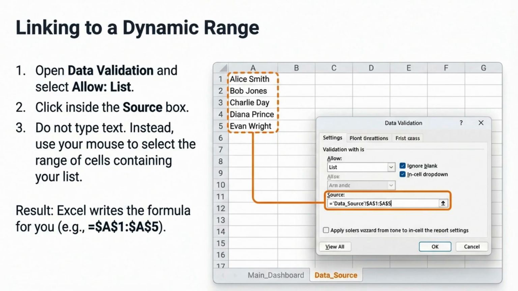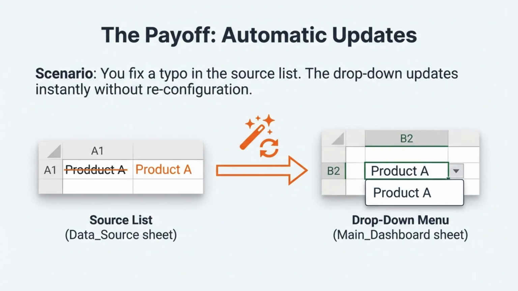This time, instead of typing in the source box, click inside the box and then go select the range of cells that contains your list items. You'll see Excel automatically filling in the cell references for you. Click OK, and the beauty of this method is that if you change an item in your source list later, say you fix a typo in a product name, your drop-down list updates automatically.